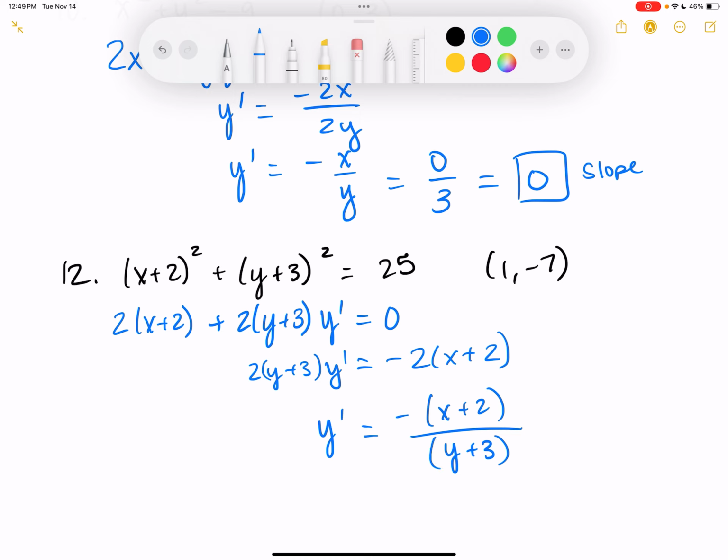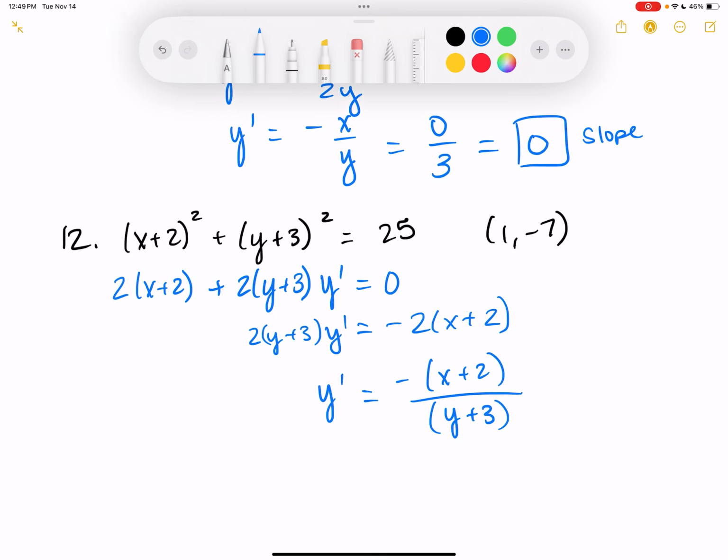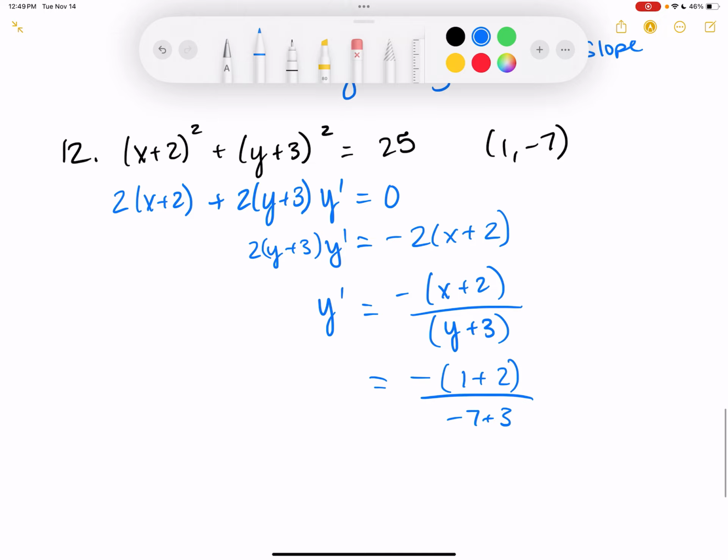So you get negative times (x plus 2), or you can rewrite it as negative (x minus 2) over (y plus 3). Now evaluate at this point because we're trying to find slope. So that's going to be negative (negative 1 plus 2) divided by (negative 7 plus 3), which is negative 3 over negative 4, which is just 3 over 4. And that is my slope.